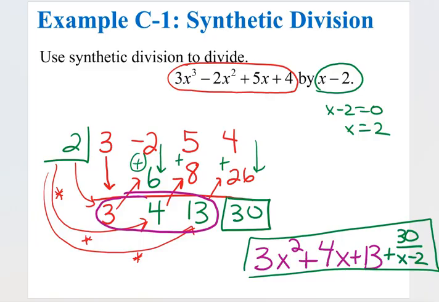So I do like it. I have used it quite a bit. I'm not going to lie. I like this a lot more than long division.